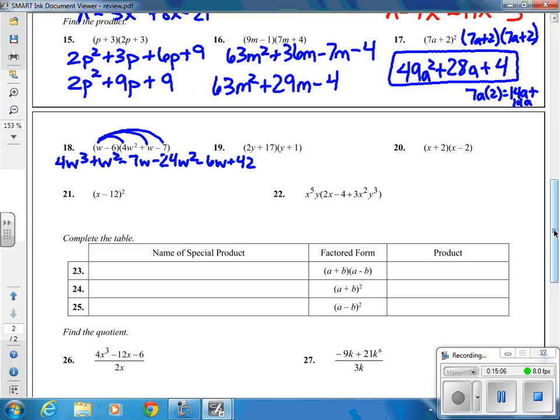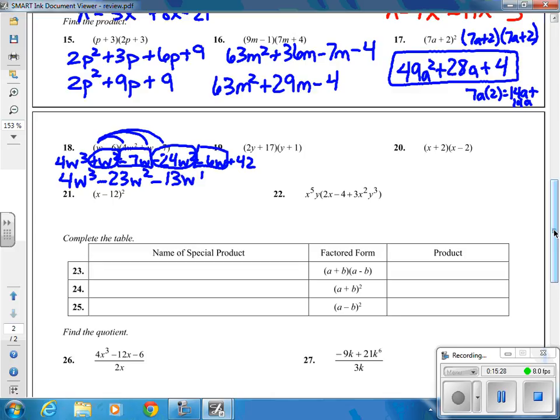And now you can go in and start combining like terms. Remember, highest power goes first. So 4w cubed does not have anybody. He goes in the front. You have plus w squared that's going to join with minus 24w squared. So 1 minus 24 is negative 23w squared. Then go to your single w's. You have a minus 7w and a minus 6w, which is going to make a minus 13w.